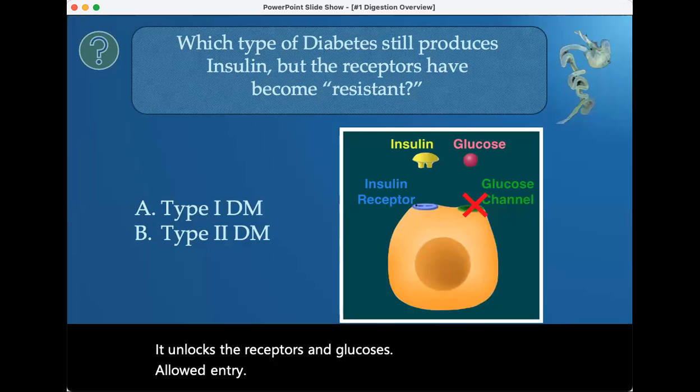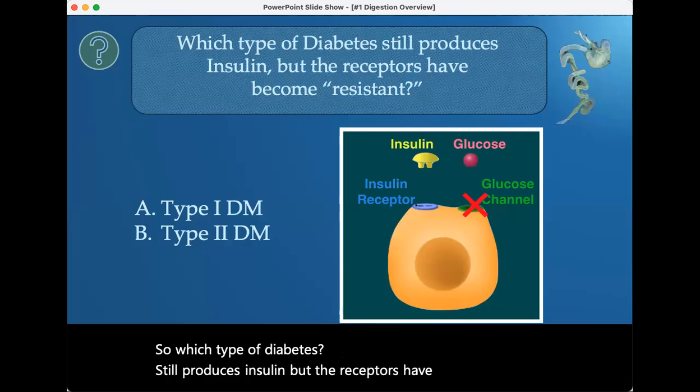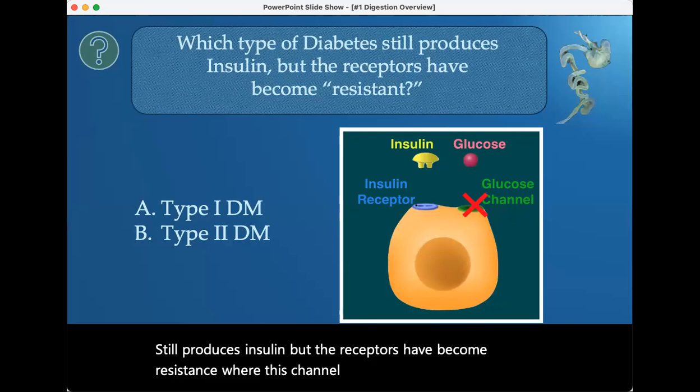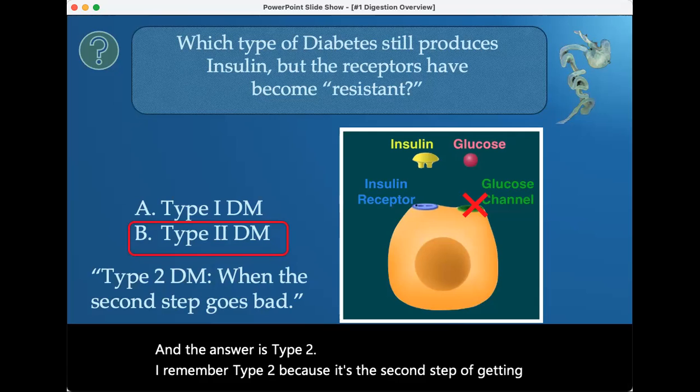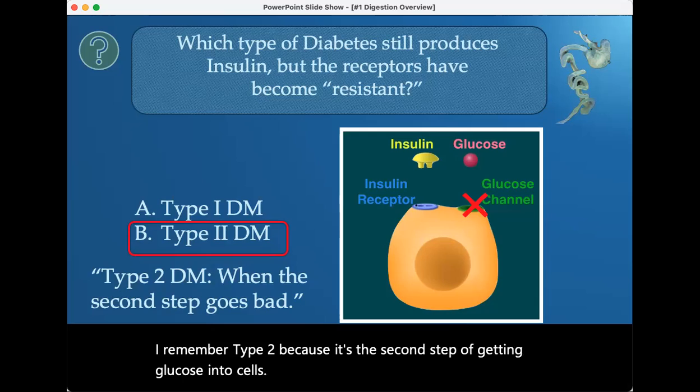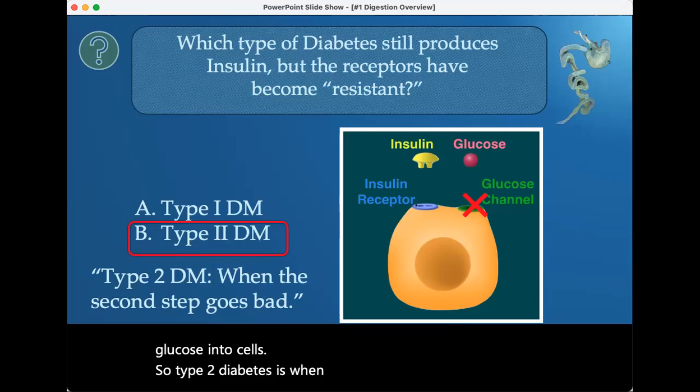So which type of diabetes still produces insulin, but the receptors have become resistant, where this channel is locked? Type 1 or type 2? The answer is type 2. I remember type 2 because it's the second step of getting glucose into cells. So type 2 diabetes is when the second step goes bad and glucose cannot enter the cell.